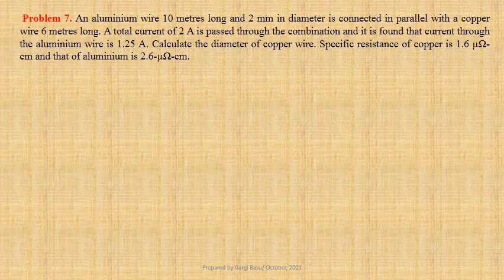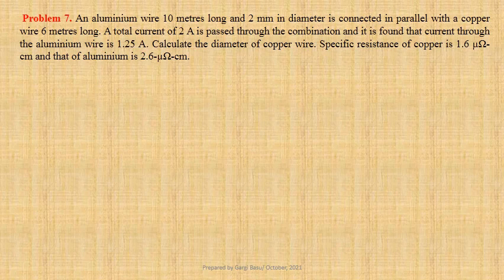An aluminium wire 10 meters long and 2 millimeter in diameter is connected in parallel with a copper wire 6 meters long. A total current of 2 ampere is passed through the combination, and it is found that the current through the aluminium wire is 1.25 ampere. We have to calculate the diameter of the copper wire. Given specific resistance of copper is 1.6 micro ohm centimeter and that of aluminium is 2.6 micro ohm centimeter.